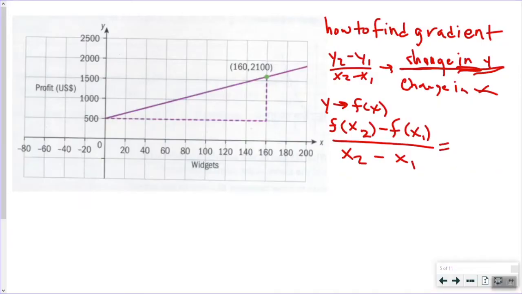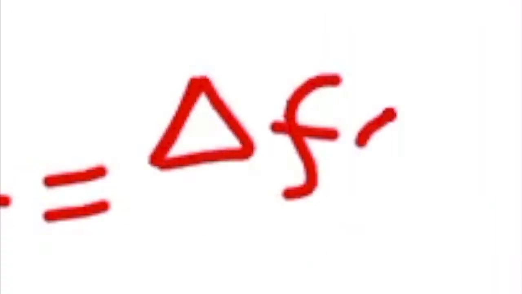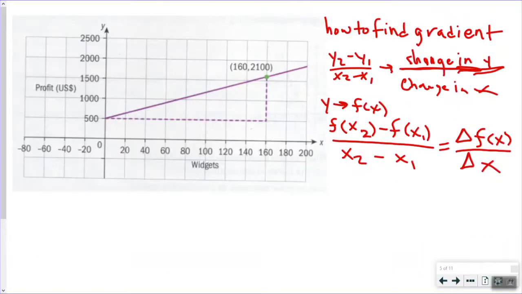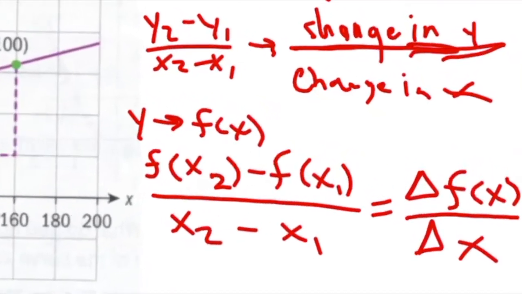So in the big boy math world, this is what we say: f of x. Delta x. What does the delta stand for? Anybody know? Change. If you take physics, they do this. This is the same thing as slope. All three of these things are the same thing.